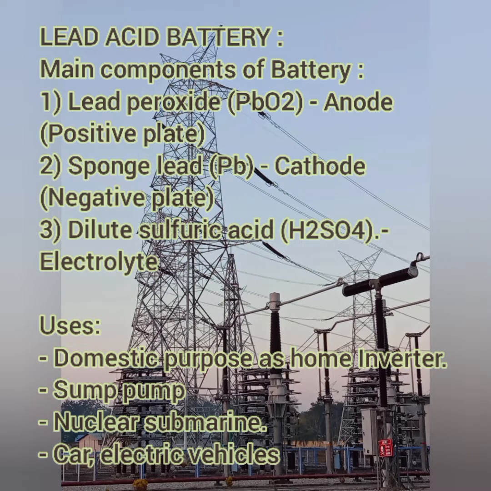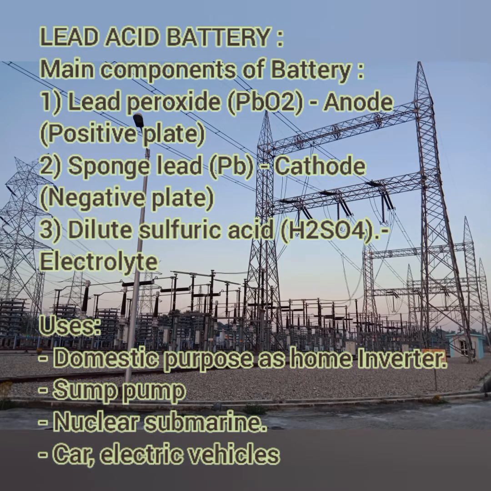Lead acid battery. This is an inexpensive and most commonly used battery, because it serves most of your household and domestic purposes. The main component of the lead acid battery is your lead peroxide, which acts as an anode or a positive plate, then sponge lead, which acts as a cathode, which is your negative plate. These both electrodes carry an electrolytic solution, which is your dilute sulfuric acid mixed with water in a ratio of 3 to 1. And this is how the chemical reactions take place in your battery.